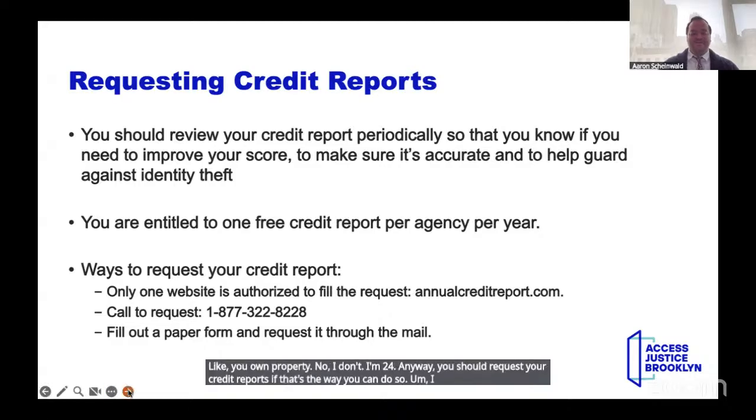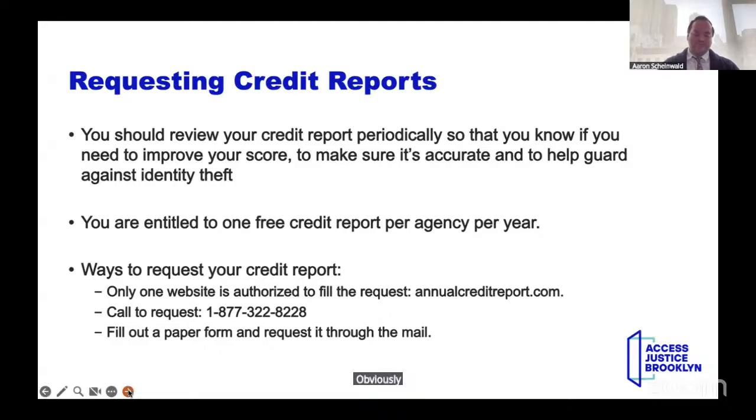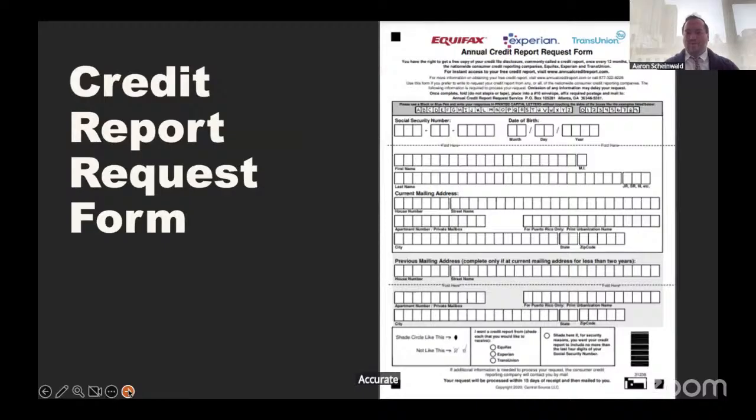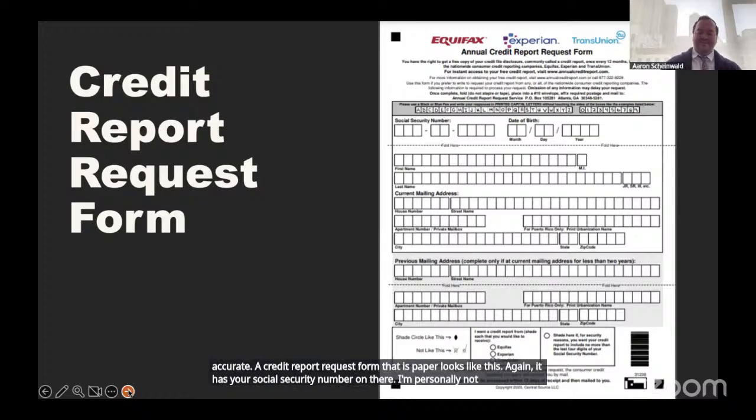I think it's a great idea, obviously, for individuals that we are speaking to who have had disputes regarding payment with various types of alleged creditors, landlords, third-party creditors, student loan issuers, credit card companies, whatever, to request those credit reports, because there may be information being reported that's negative that is not accurate. A credit report request form that is paper looks like this. Again, it has your social security number on there. I'm personally not a huge fan of sending something like that through the mail, but someone could do so, obviously, if they want to do so.